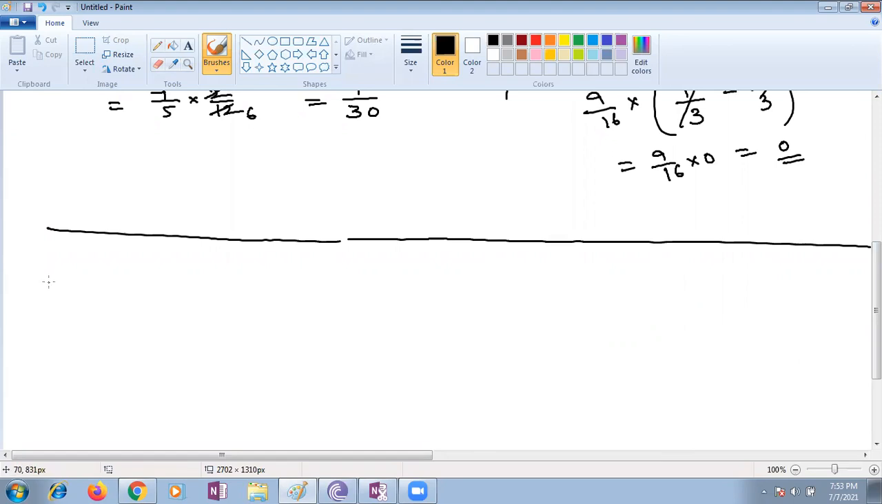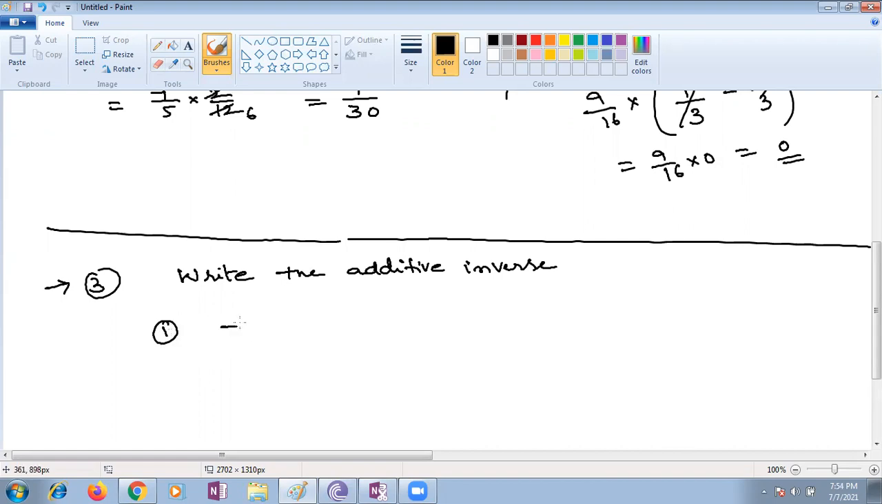Next one, the third bit, please. Write the additive inverse for the following. Additive inverse means if you add that number, you will get the answer as 0. That you have to think and write. It's nothing but minus 7 by 19. What is the additive inverse of 7 by 19? Minus 7 by 19. Very good. If you combine, you will get 0. Very good. So this is the additive inverse.